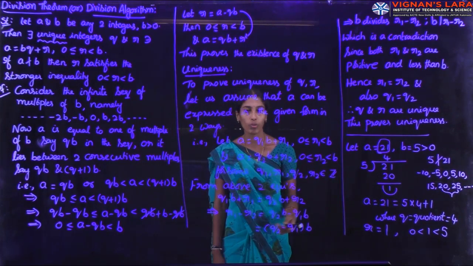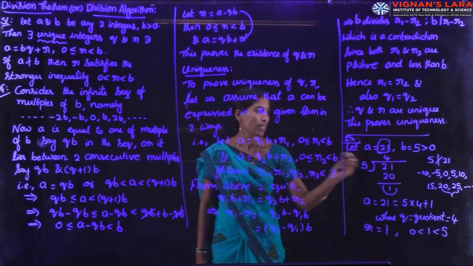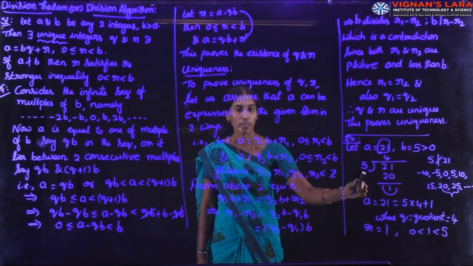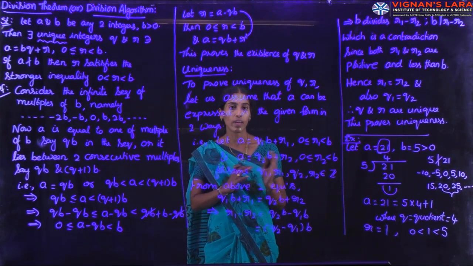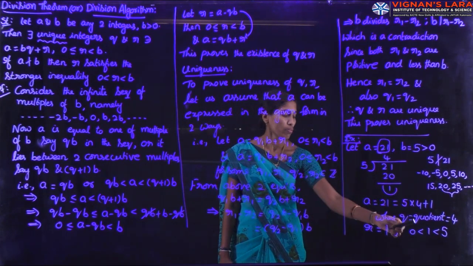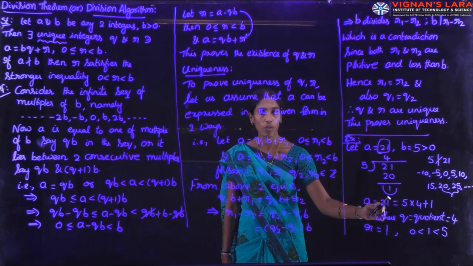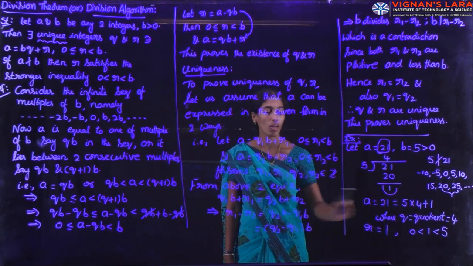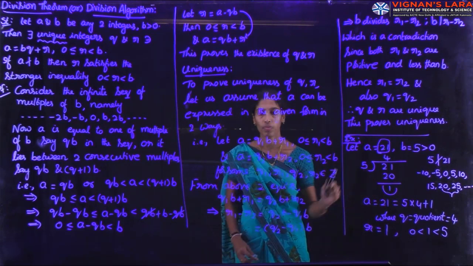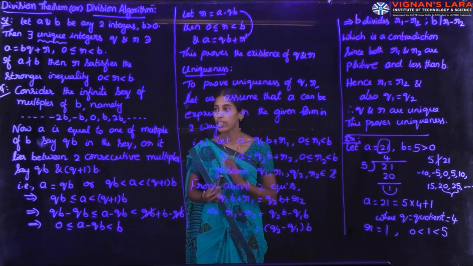This proves the uniqueness. If you see the example, if we consider A is equal to 21, B is equal to 5, right? Divide 21 by 5, otherwise 5 divides 21. So our quotient Q is equal to 4 and remainder is 1. Always this remainder value 1 is either equal to 0 or lies in between 0 and 5, right? This is the proof of the division algorithm or division theorem. It is an important theorem.